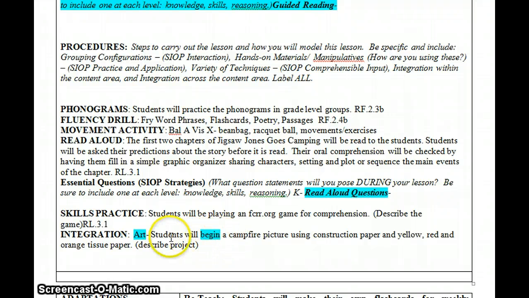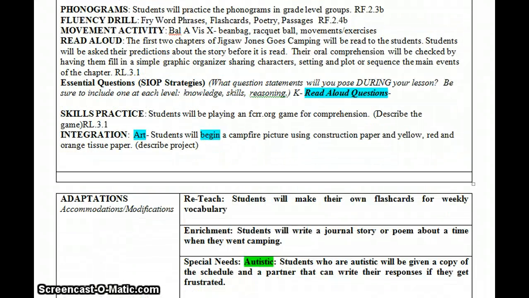But if you want to carry over, for example, I highlighted the word begin here on my art project for integration. I know that I will not get that art project finished in one session, so I will continue it then, and then in your lesson plan 2, you can put continue with the campfire art project and describe what you're going to do there. You can also integrate math, science, social studies if you would like. It is not required of you, but sometimes it easily fits in with that guided reading topic that you might have picked. And then don't forget to put your adaptations.